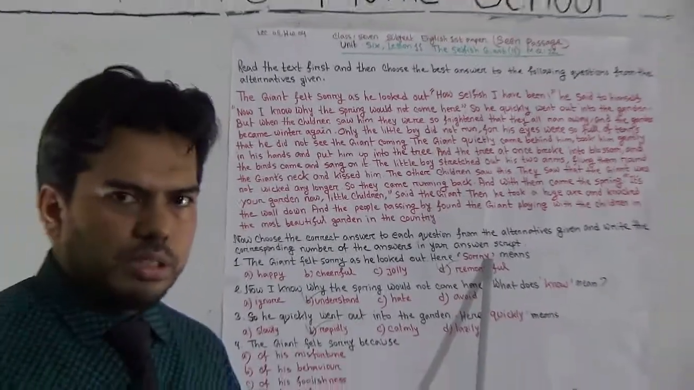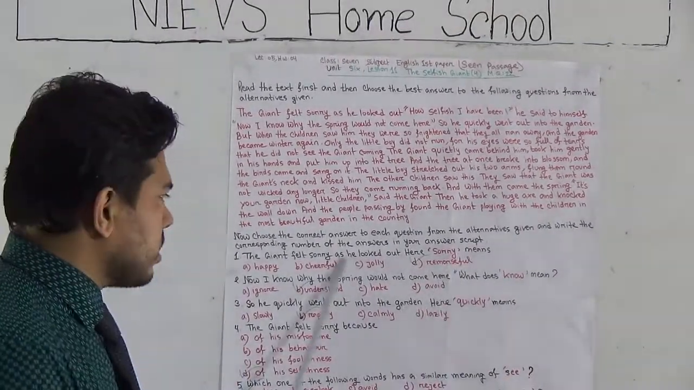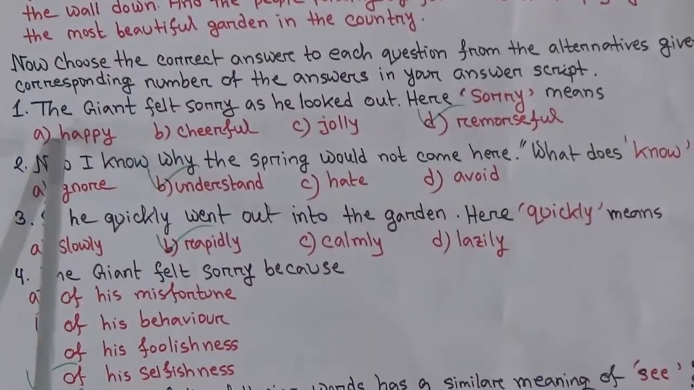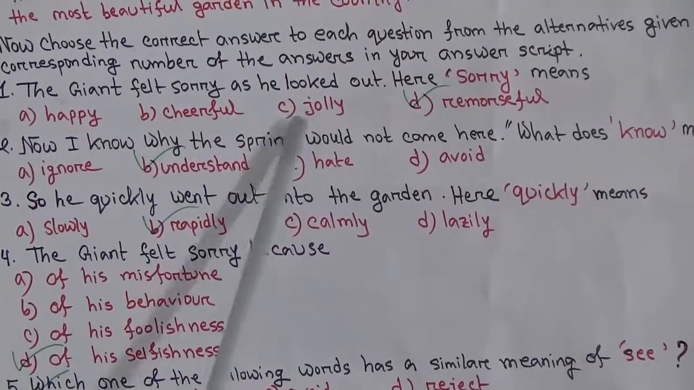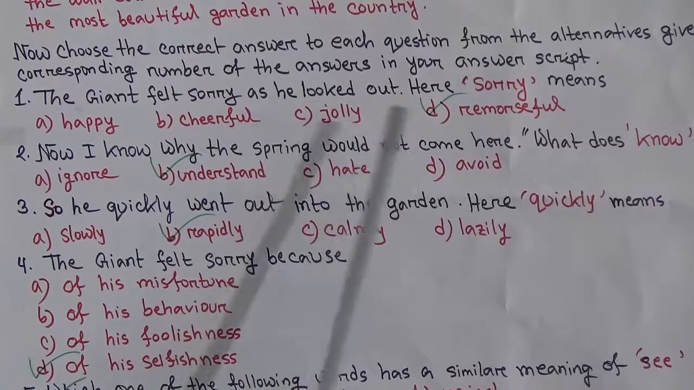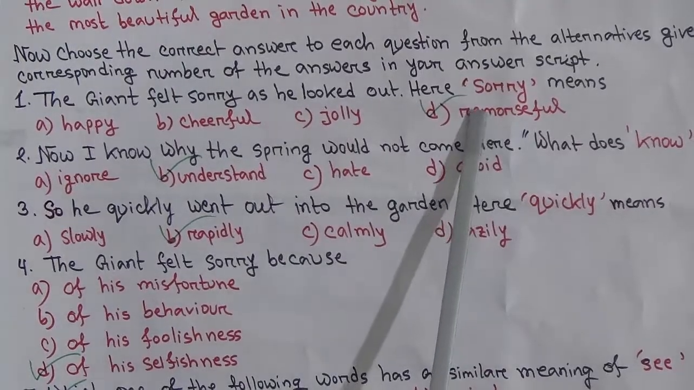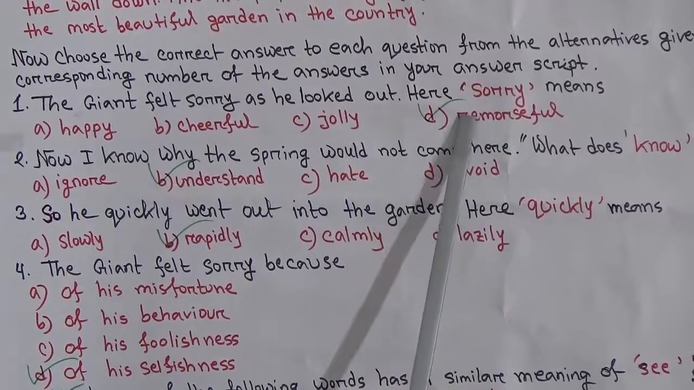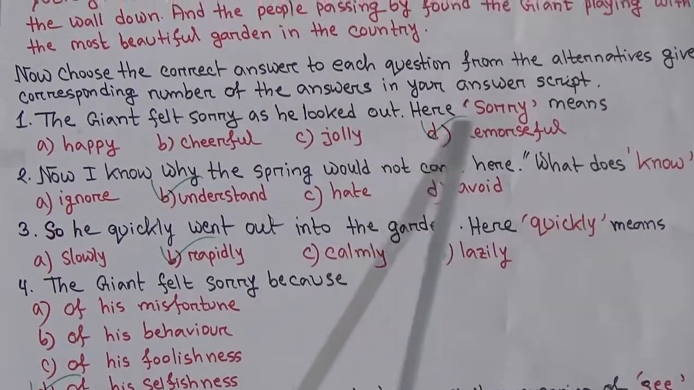There will be four options given. You have to select the correct one. Number 1, the giant felt sorry as he looked out. Here, sorry has four options: happy, cheerful, jolly and remorseful. These three bear the same meaning, but only remorseful is different. It carries a different meaning. That's why sorry means remorseful. I have already given the tick mark.